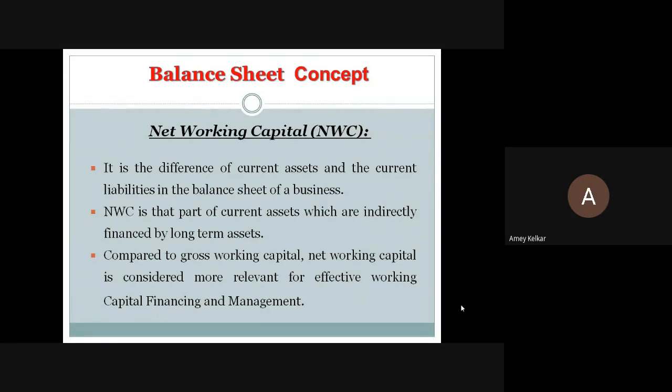Or say you have leased out your land for 10 years and yearly he is giving you a lump sum money. So that again becomes a net working capital requirement which is satisfied by long-term assets. So compared to gross working capital, net working capital is considered more relevant for effective working capital financing and management, because those are your long-term assets and they will be giving you money as and when required. So net working capital carries more weightage in the balance sheet concept.